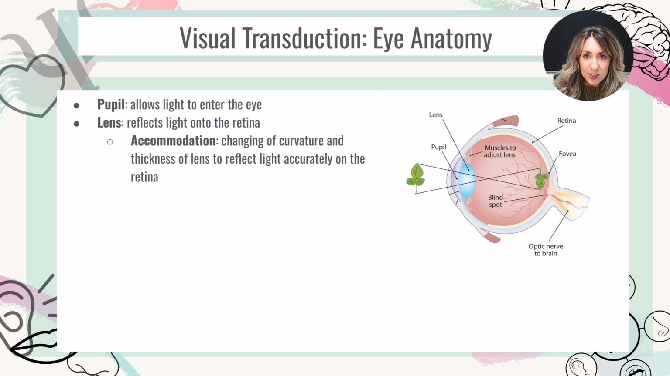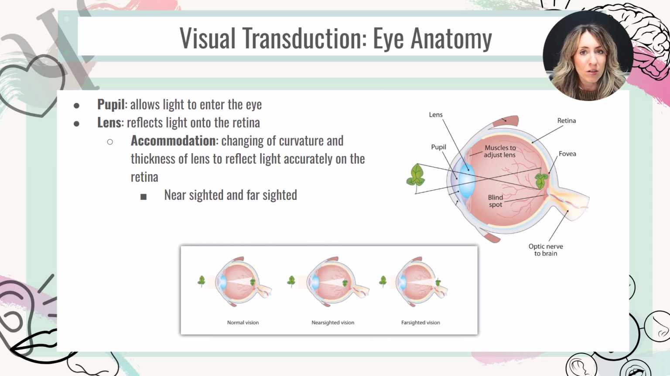However, if we talk about some differences in people's eyes, some people's lens doesn't accommodate correctly. The curvature doesn't work exactly right, or the shape of their eye might prevent the curvature, or it might not be as thick or thin as it needs to be. This can lead to being either nearsighted or farsighted, or some combination of those in between, like astigmatism. In this graphic, we have normal vision where it's reflected directly on the retina. We have nearsighted vision where the image is reflected in front of the retina, and farsighted vision where the image is reflected behind the retina. Of course, for both nearsighted and farsighted, you would use glasses or contacts to help the accommodation process work correctly.